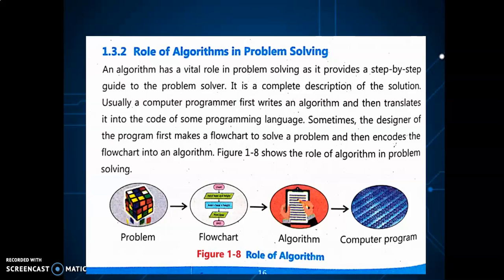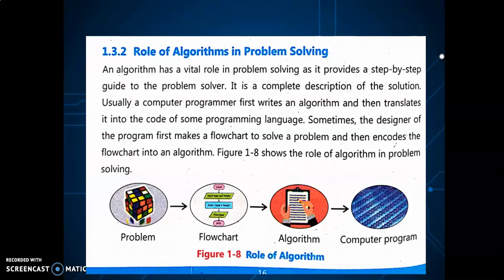I've explained this earlier that whenever we encounter a problem, we write steps to solve that problem, and from those steps a computer programmer writes some code for the computer, and then the computer solves that problem. This is one way for a computer programmer: he first writes an algorithm and then translates it into a programming language. He can do it another way: first he draws a flowchart for the problem, then he encodes the flowchart into an algorithm, and from that algorithm he writes a program.